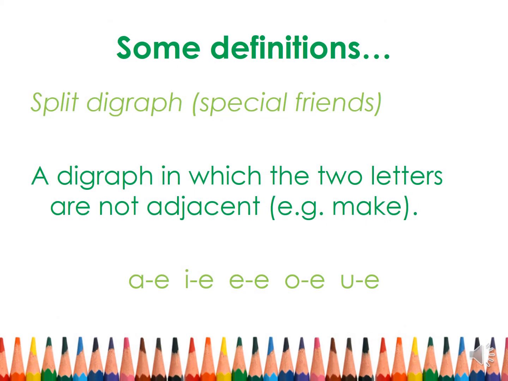A split digraph is where the letters don't sit together. For example, in the word make, the A sound is made by the A and E, and we will refer to this as a split digraph. Other split digraphs include A, I, E, O, and U.